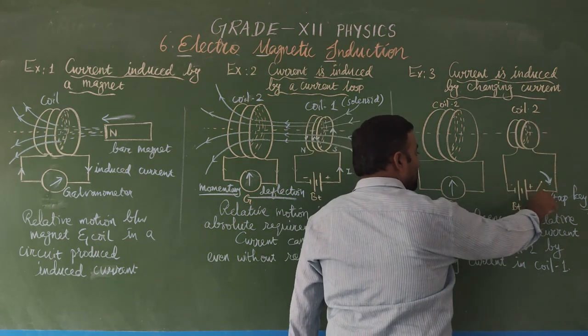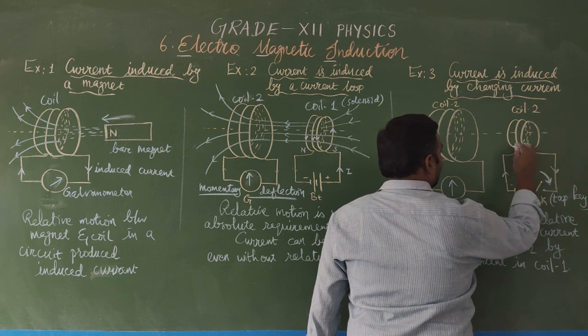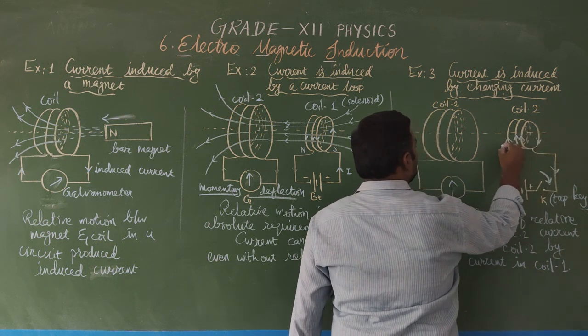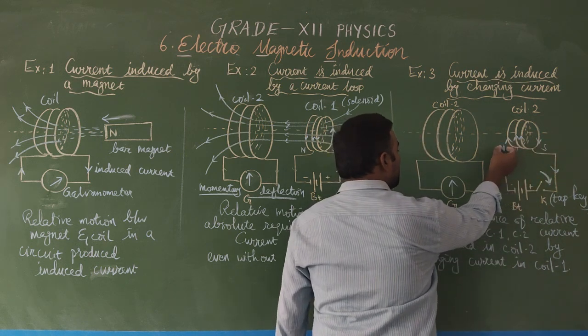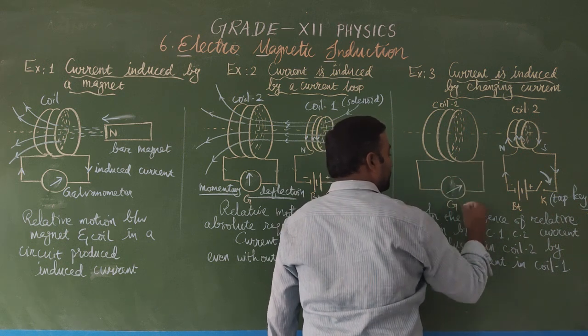Now you press the tap key. While you're pressing the tap key, the negative terminal... Okay. This is the direction of the current in the circuit. So this side acts as a north pole, another one acts as a south pole. Immediately this north pole is linked with the coil, the galvanometer goes to deflection.